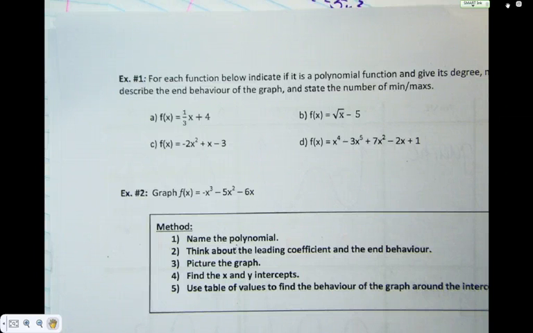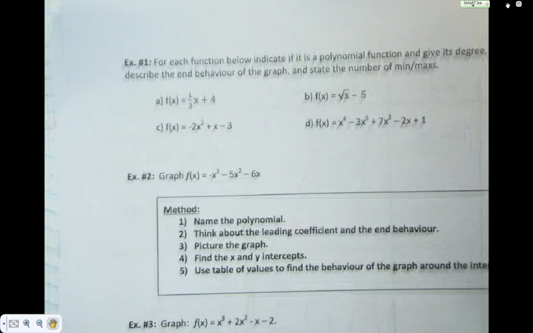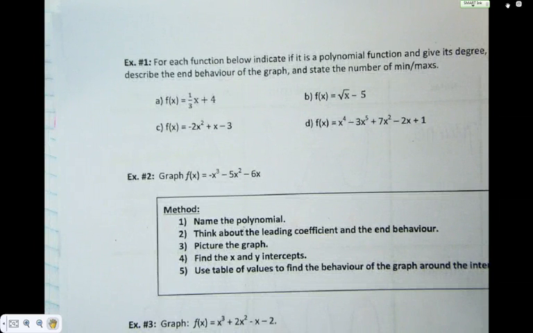B, polynomial? No, why not? That's hidden, but you know from grade 10 that radicals are an exponent of a half, so that's when it's done. What about C? Check the exponent. Yes, degree of 2, name, quadratic. End behavior: down, down, left goes down, right goes down. And number of max mins? 1.